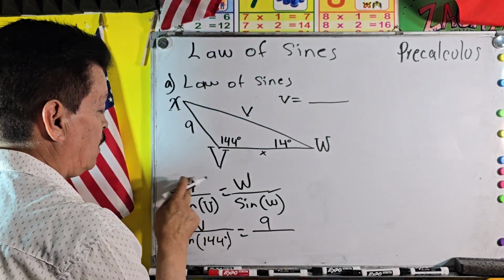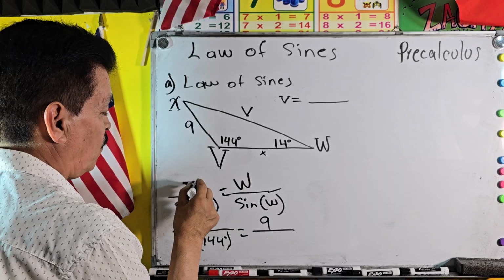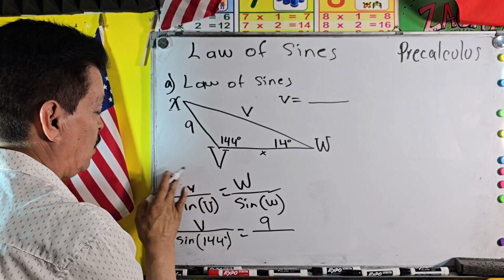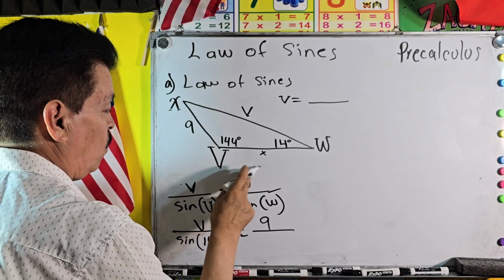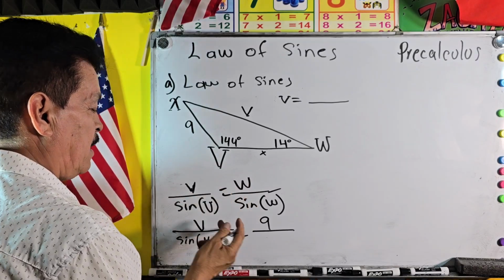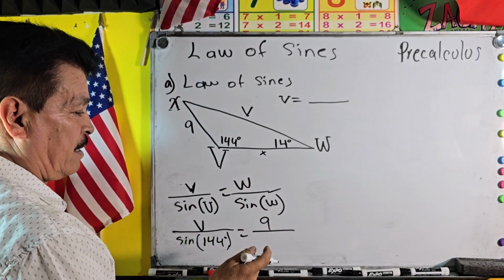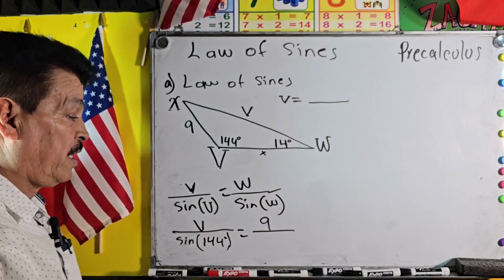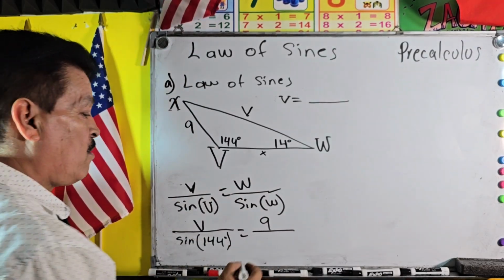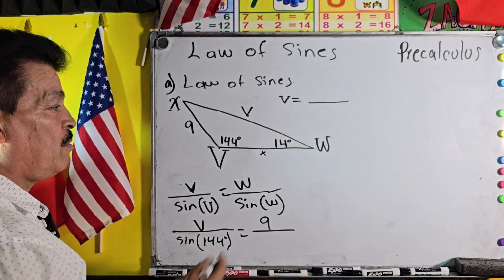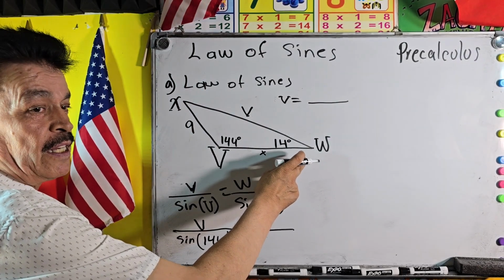This is lowercase, sometimes confused. This is lowercase. So the sine, the barrel, we are talking about the vertex. Here you see the numbers. So now in the barrel, the sine of the angle is 14 right here.